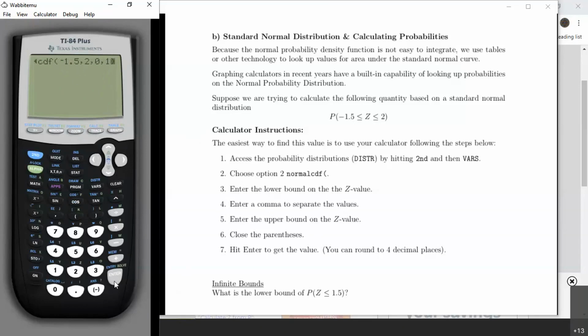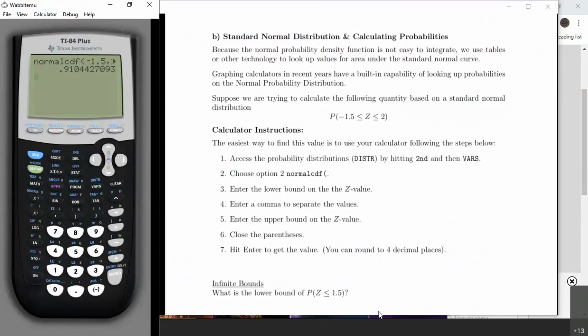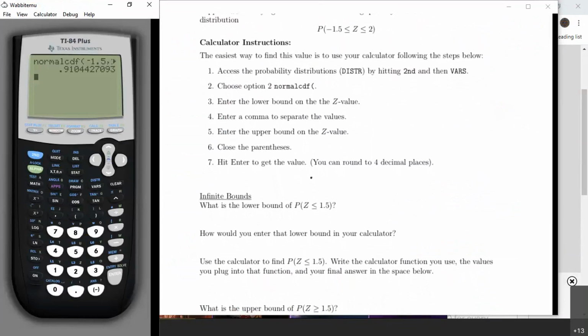Normally, when you use the TI-84 and you do normal probabilities, you want to round your probabilities to 4 digits, okay? So you'd have 4 decimal digits. My probability here, based on the normal calculation I just did, I would round this to be 0.9104. Okay, what does that tell you? That tells you about 91% of the scores are between 1.5 standard deviations below and 2 standard deviations above.